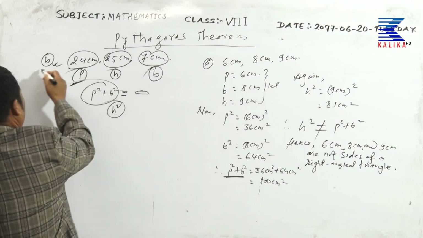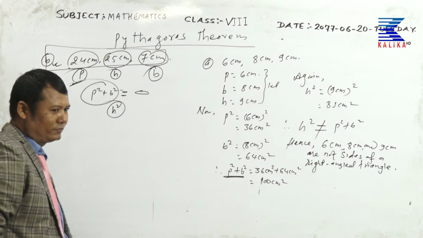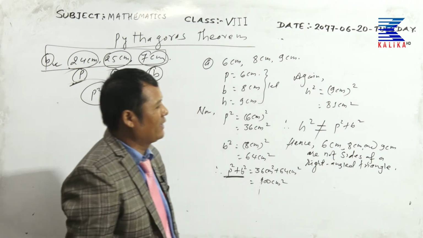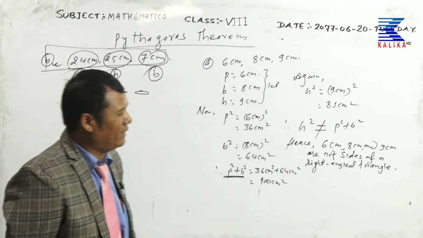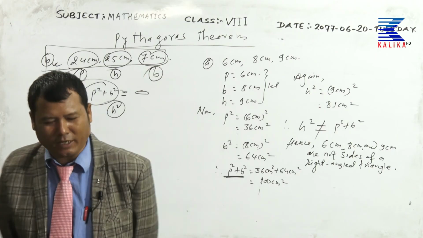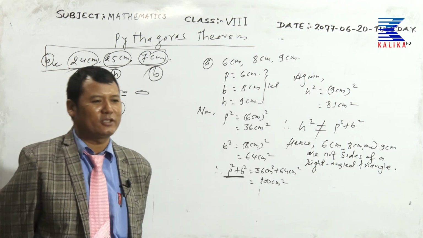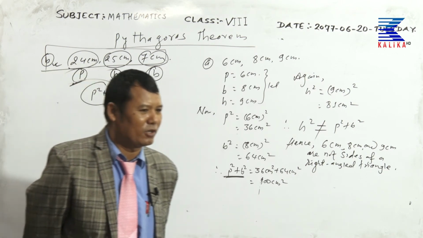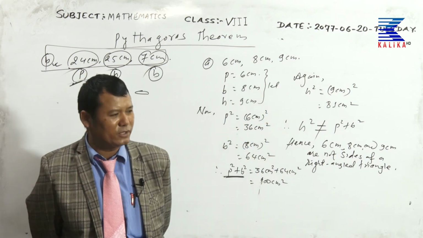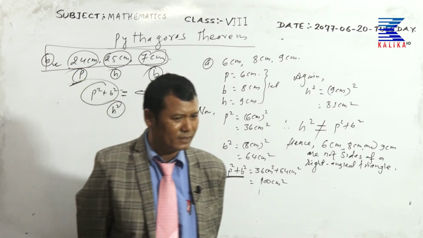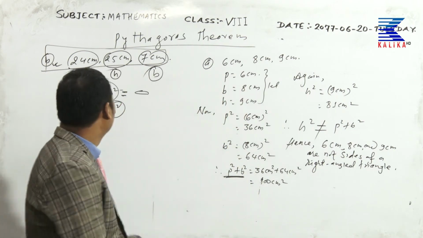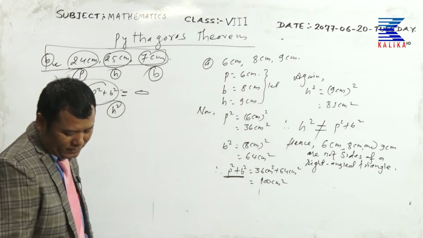So, please, question number B, you try. That is your activity, please. 24 cm, 25 and 7, find P square and the sum of P square plus B square, which will be equal to H square. Those are the sides of a right angle triangle, or if the sum P square plus B square does not equal H square, that is not the sides of a right angle triangle. And please, this one question is homework.